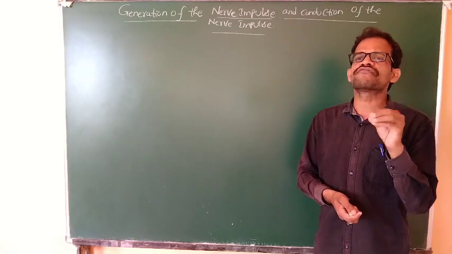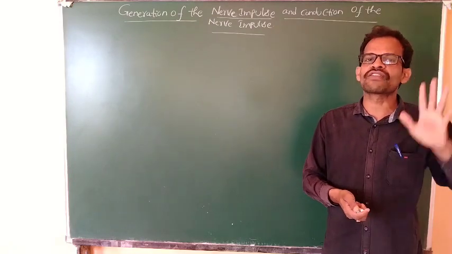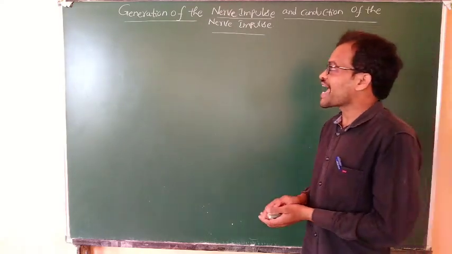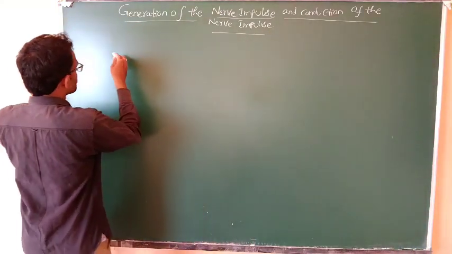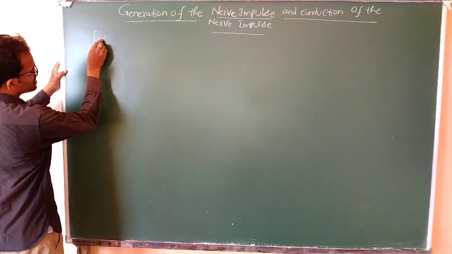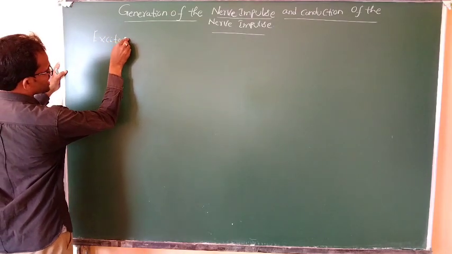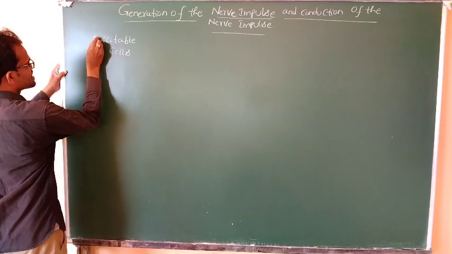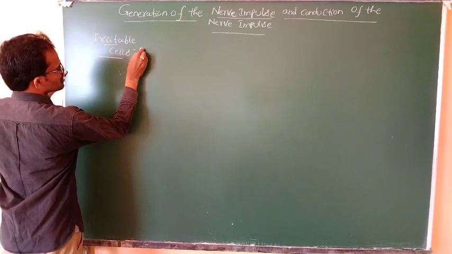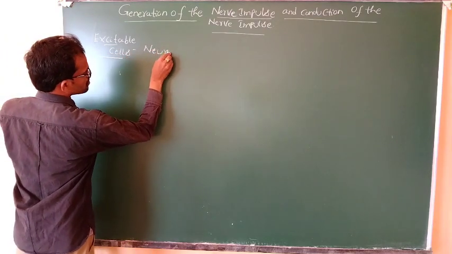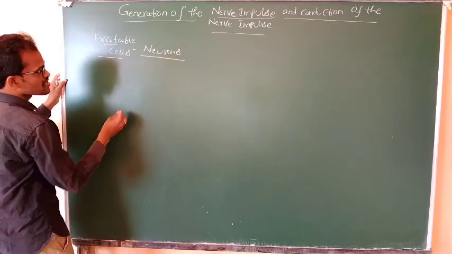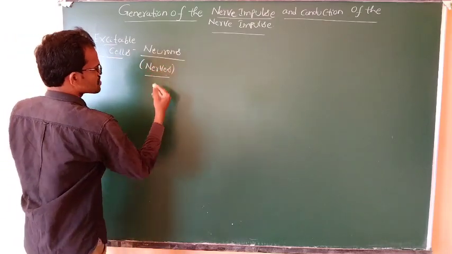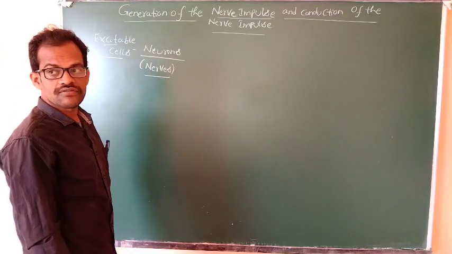Millions of excitable cells are present in our brain and spinal cord. Excitable cells means neurons, the nerve cells.